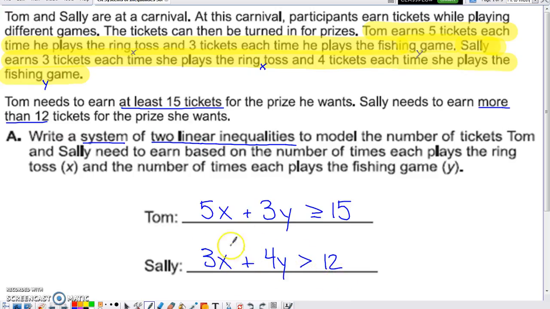I need the total number of tickets that she earns to be greater than 12. So those are the 2 inequalities that you need for the system to be correct in part A. We're going to definitely use these again in parts B and C, so you'll see these reappearing on the next few screens as we move on to the next pieces of the problem.